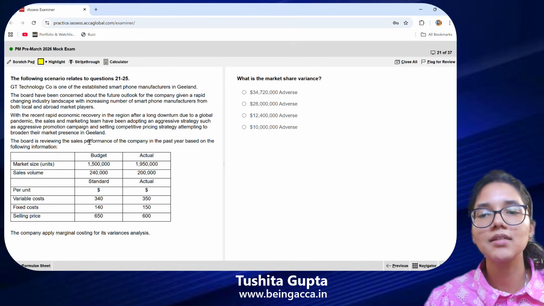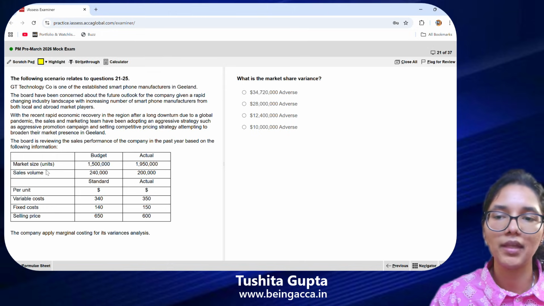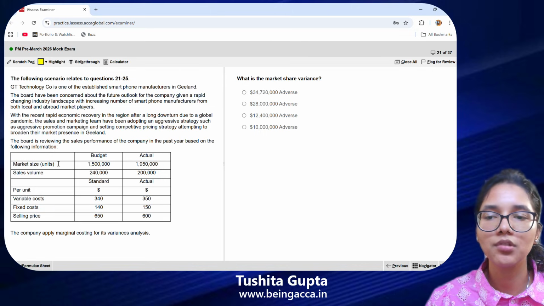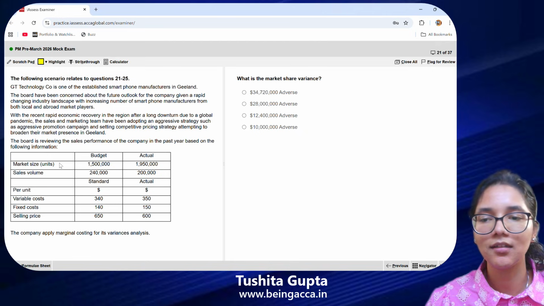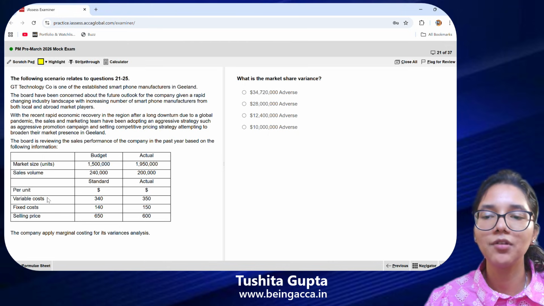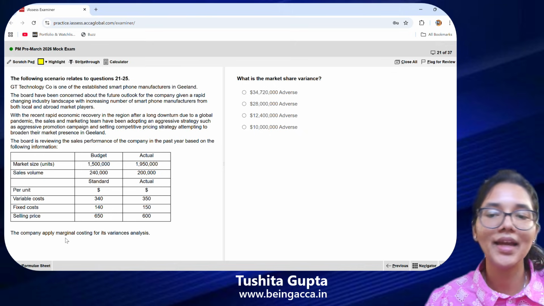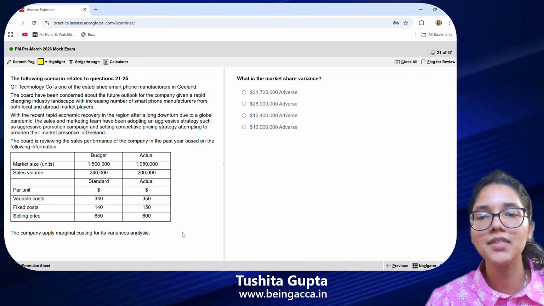So the board is reviewing the sales performance of the company in the past year based on the following information. This is our actual and budgeted market size in terms of units. This is our volume of sales, budget and actual both. Per unit, we are given the standard and actual variable cost, fixed cost, as well as the selling price. The company applies marginal costing for all of its variances.